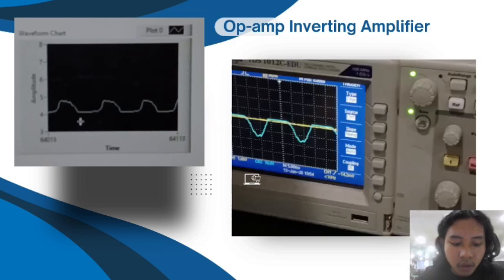Okay, amplitude matches the resistor ratio. Output path is reversed, no clipping. Offset remains around 2.5 volts.